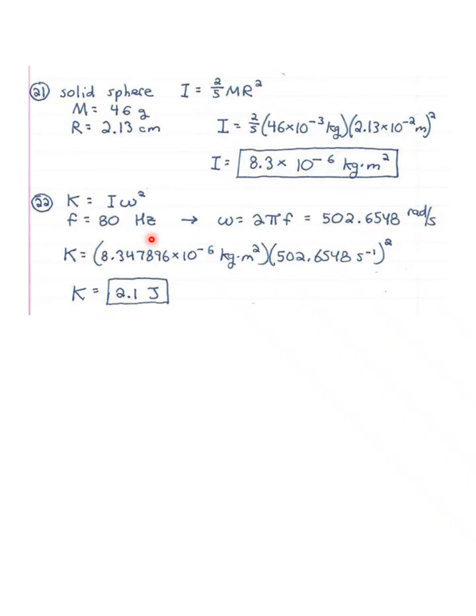So 80 hertz, the rotational frequency or the angular frequency, omega, is 2 pi times that. So we get 502.6548 radians per second. Kinetic energy is I omega squared. Now be careful, don't take a rounded off answer, even though I answered number 21 as 8.3 times 10 to the negative 6. We don't ever want to plug a rounded off answer into another equation. So we'll use the full digits, or at least take it out 6 or 7 digits that the calculator gave me. Plug it in, we get 2.1 joules.